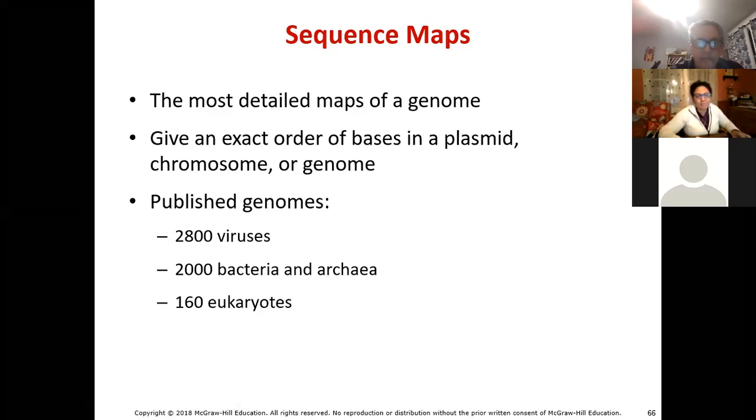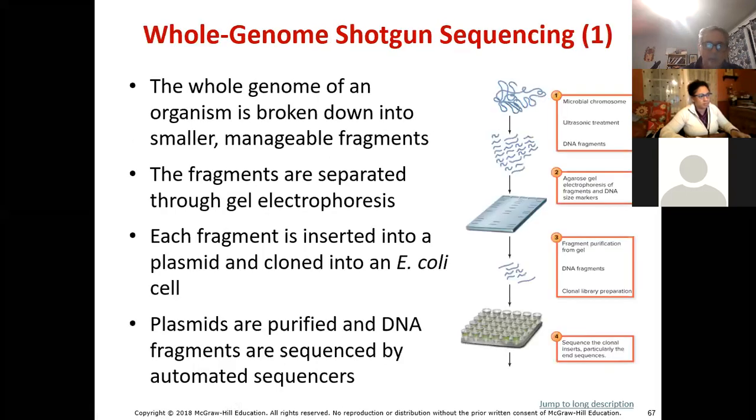He was looking at the COVID sequence. There have been 2,000 bacteria and archaeobacteria whose genomes have been published, and 160 different eukaryotes have been sequenced. And of course, the human genome has been sequenced. The head of NIH, Francis Collins, played an important role in that sequencing of the human genome.